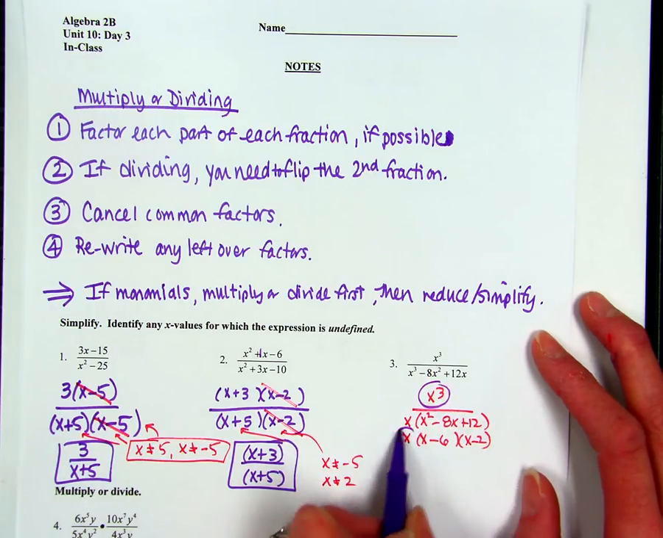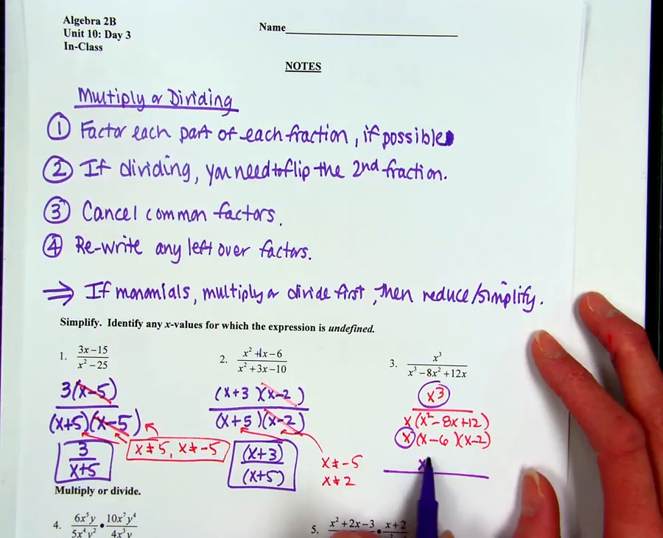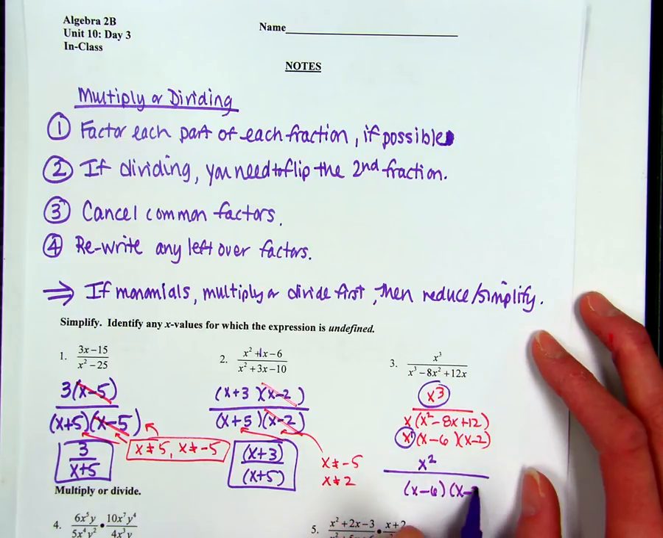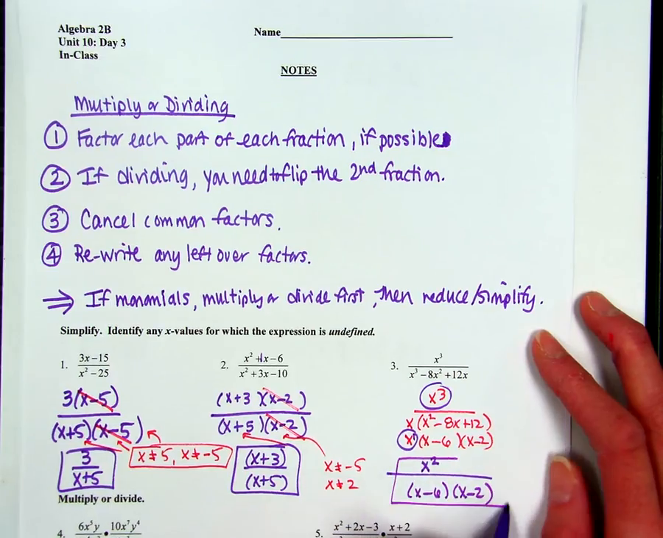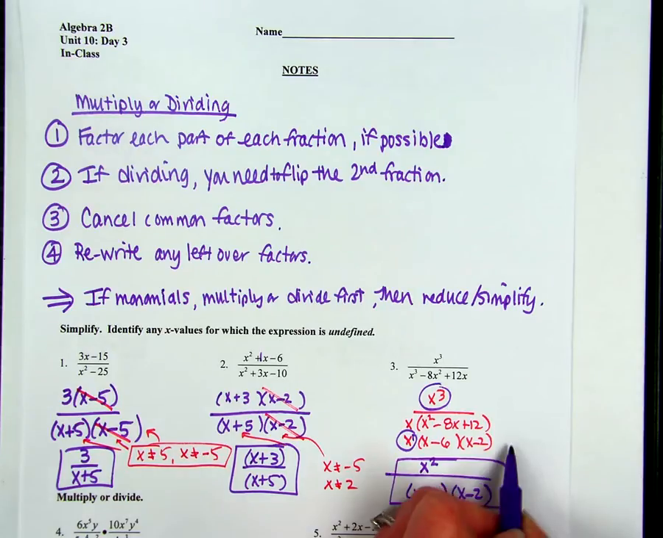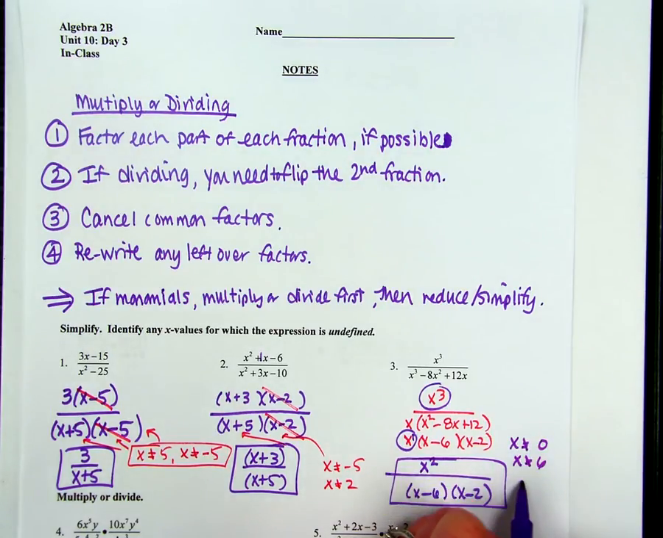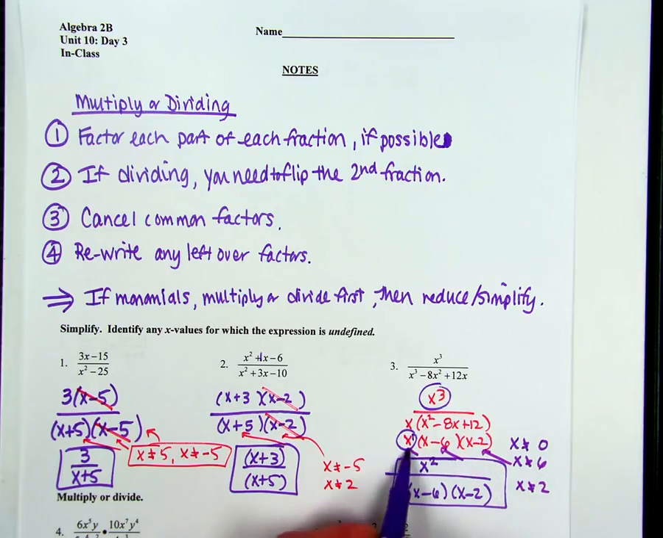But the x cubed over x, we could reduce by taking away an x, right? Or 3 minus 1 gives you 2. And then write down your binomial. So there's your final answer. And then for your undefined values, x cannot equal 0, x cannot equal 6, and x cannot equal 2. Those all come from what would make the denominator equal to 0.